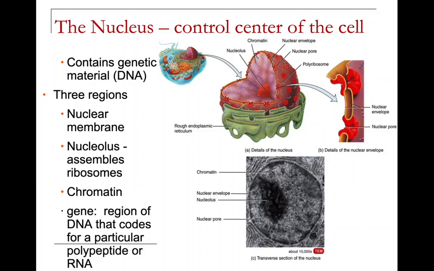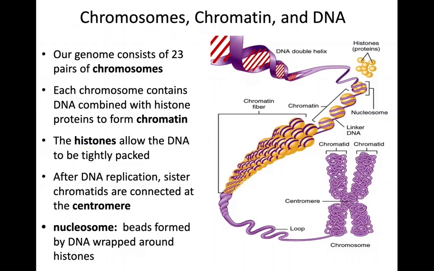The gene is a region of that DNA that makes up that chromatin that's going to code for a particular polypeptide or RNA. So as humans, our genome is going to consist of 23 pairs of chromosomes. Each chromosome is going to contain DNA, and it gets combined with histone proteins to form chromatin.